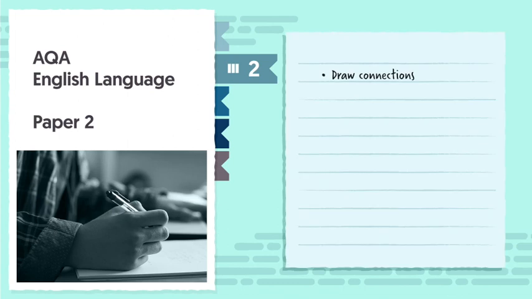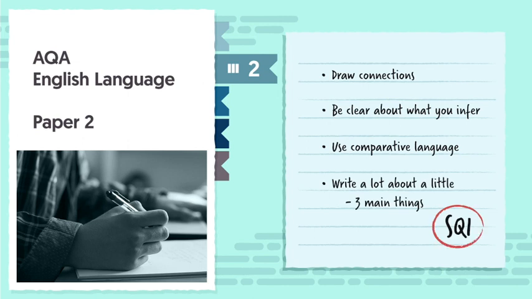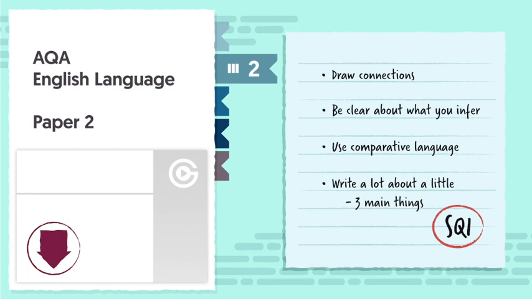To summarise, in order to be successful in AQA Paper 2 Question 2, you should aim to draw connections between the texts and the focus of the question, be clear about what you infer from each text, use precise quotes and embed them if you can, use comparative language to make links between the texts, and write a lot about a little. Select 3 main differences or similarities and use the SQI approach to structure your response if you're struggling. Why not try out Student B's approach for yourself? You can use the AQA style Paper 2 attached to this pod or any other source material. Good luck!